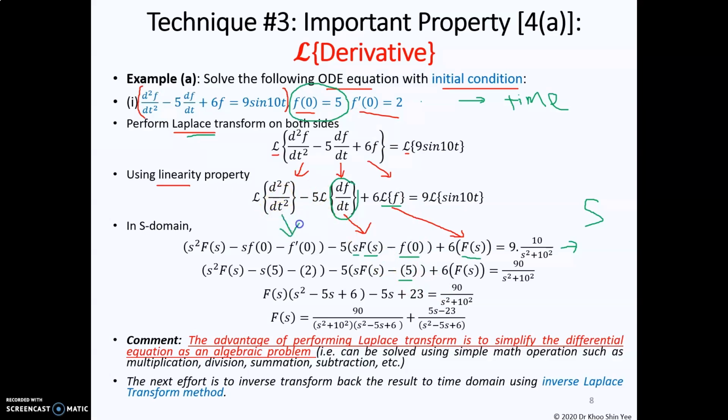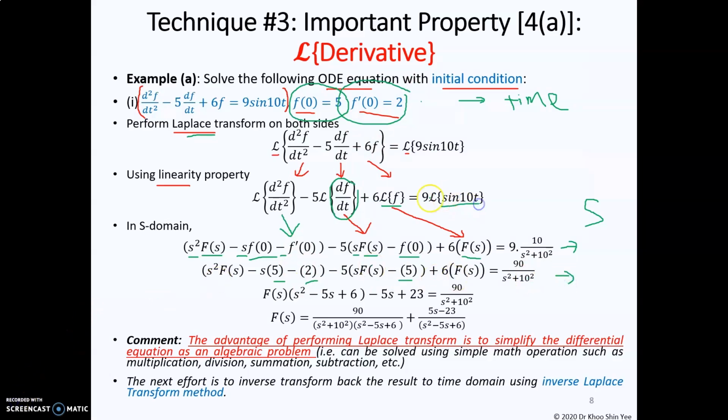You have a second derivative here. For the second derivative, you start with s squared, so s squared F(s) minus s f(0) minus f prime(0). Then substitute f(0) equal to 5, and f prime(0) equal to 2 inside here. So with that, you obtain this equation.